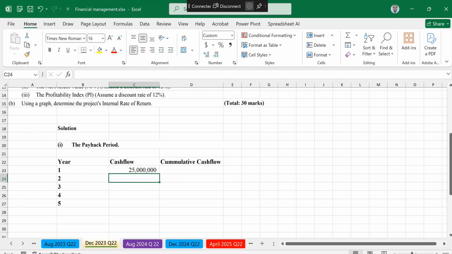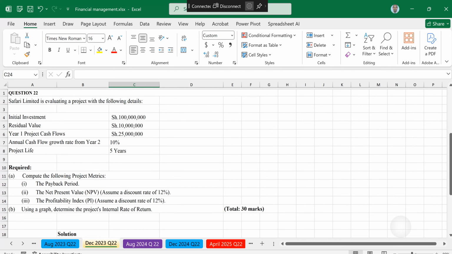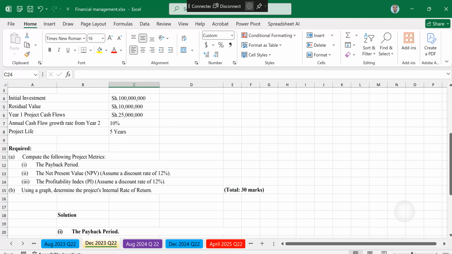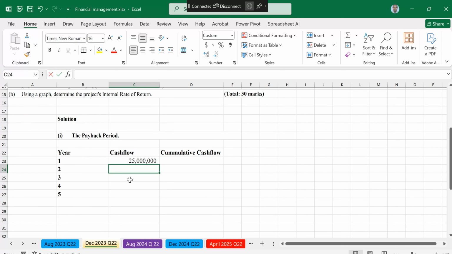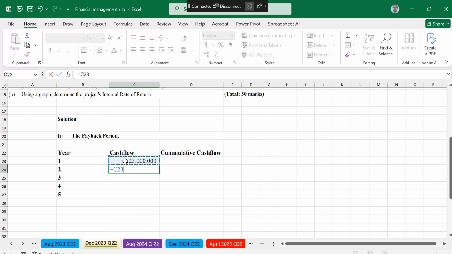How was the cash flow growing? 10%. So the growth rate is 10%. How do we grow cash flows? So equal sign, pick the first one times, then open bracket, 1 plus 10%, then close bracket. They said that cash flow will grow by 10% in year 2. It's like multiplying with 110%.